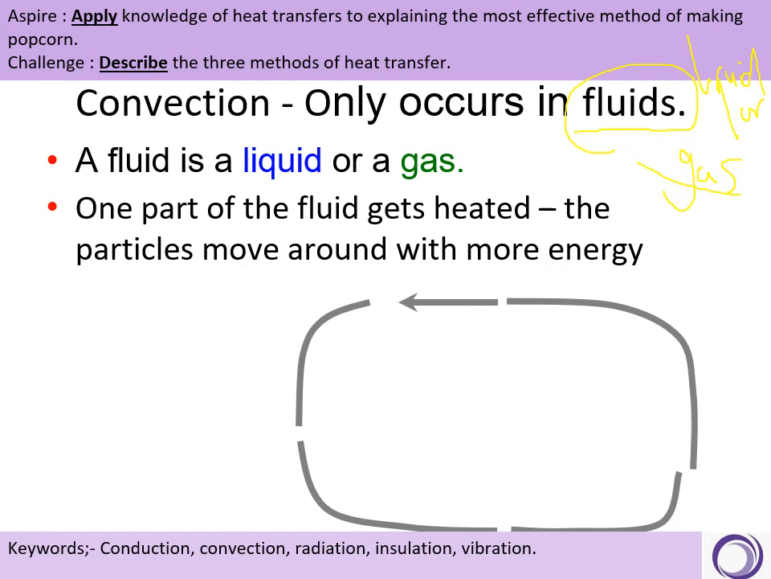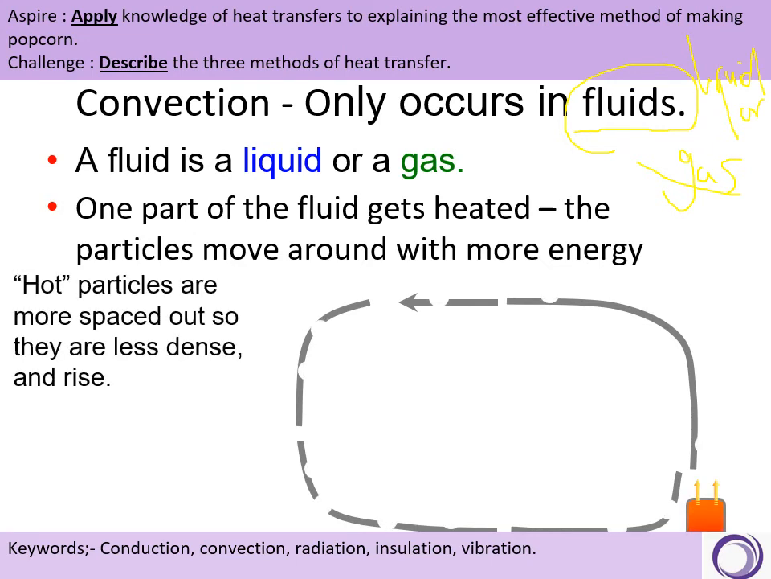The particles move around with more energy. Okay? So hot particles end up being more spaced out, so they are less dense and rise. So what we've got here, you can see on my little animation, we've got heat. These particles gain more energy, they gain kinetic energy, they start moving about. Because they get further away from each other, they become less dense and they start to rise.